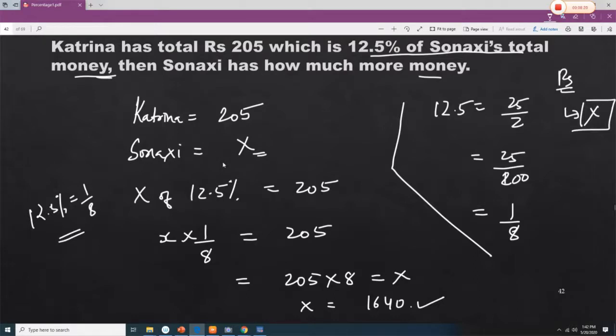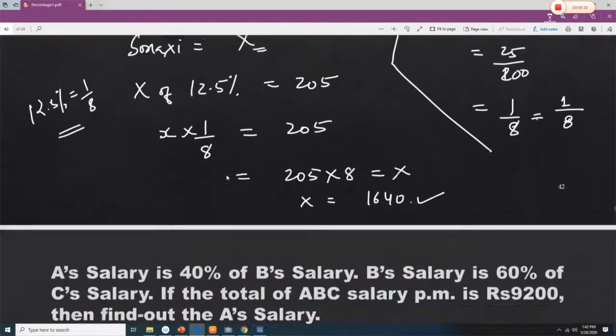And 12.5% is, as I said, 1 upon 8. How come? 12.5 means 25 upon 2. So 25 divided by, this is a percentage, so you have to put 200 down. So 25 ones are 25 and 25 eights are 200. So it is 1 over 8.